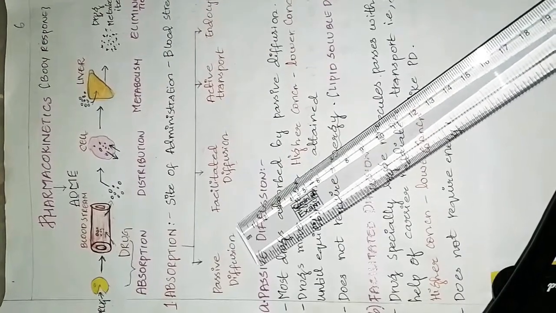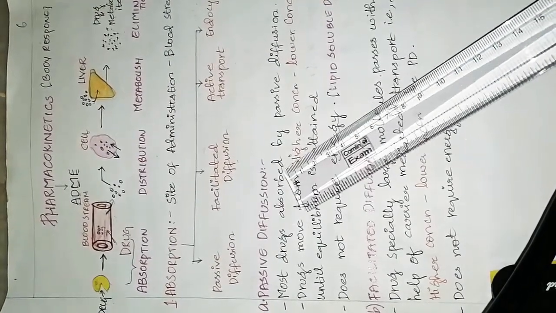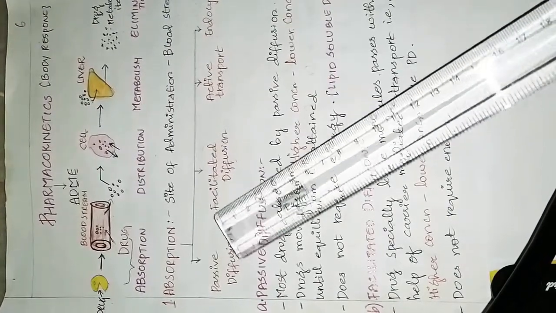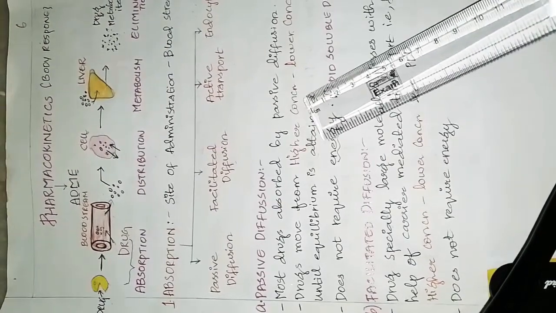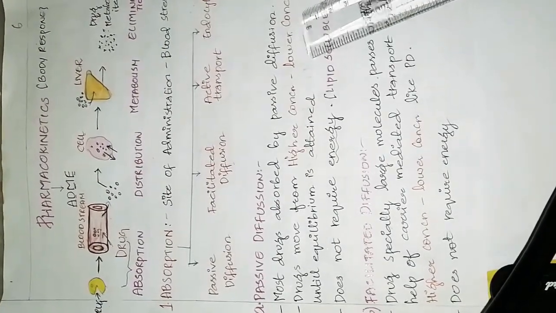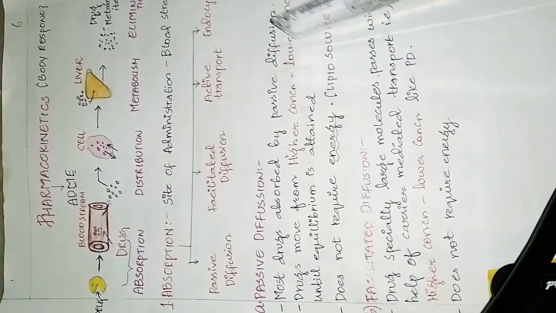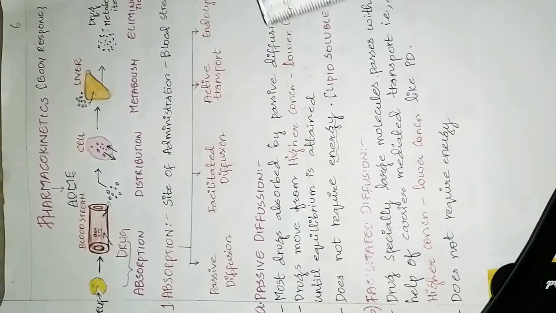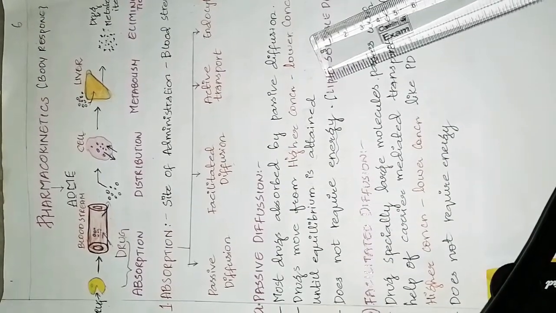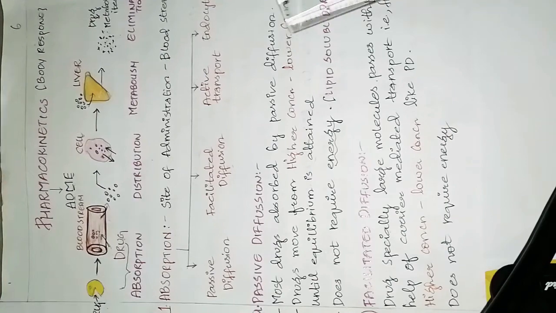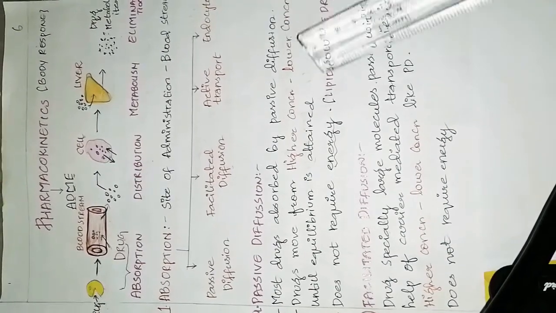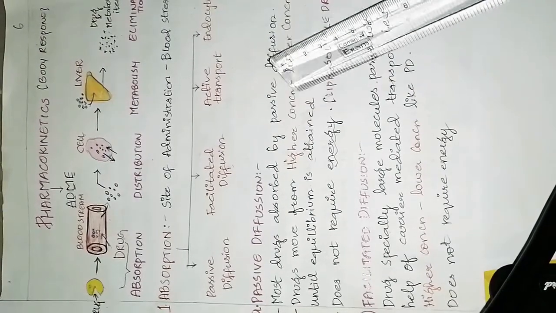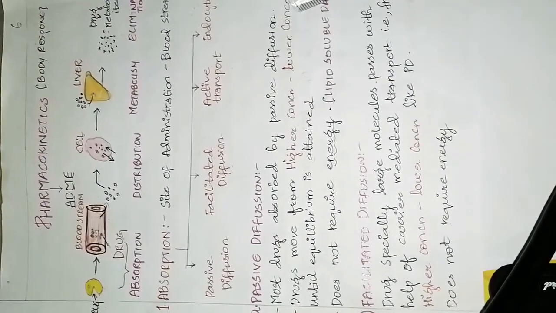What is passive diffusion? Most of the drugs get absorbed by passive diffusion. In passive diffusion, drugs move from higher concentration to lower concentration until equilibrium is attained. Passive diffusion does not require any energy. Most lipid soluble drugs undergo passive diffusion. The point to be remembered is that the drug moves from higher concentration to lower concentration.